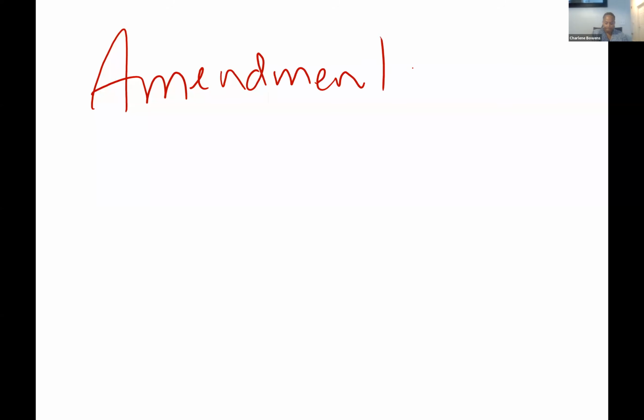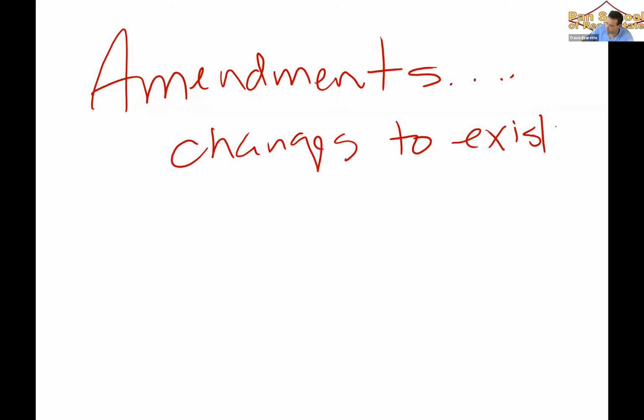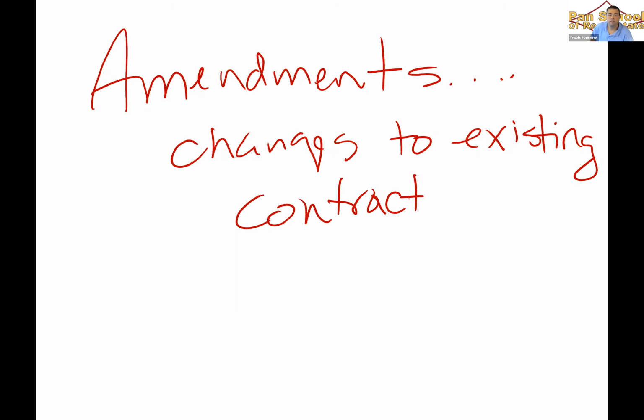Amendments. Amendments are changes to existing contracts. So if we have a contract already in place and we wanted to change the purchase price, would we use an addendum or would we use an amendment? Amendment. We would use an amendment. An amendment makes a change to something after it's already in effect.